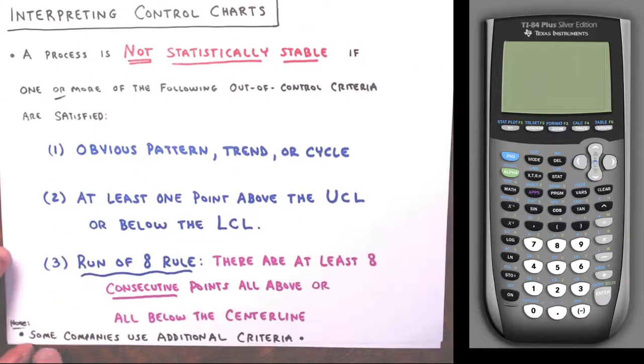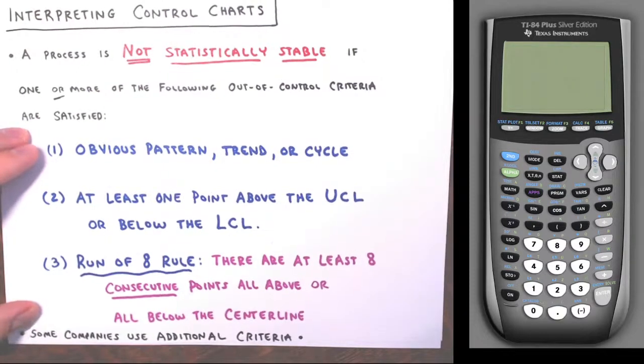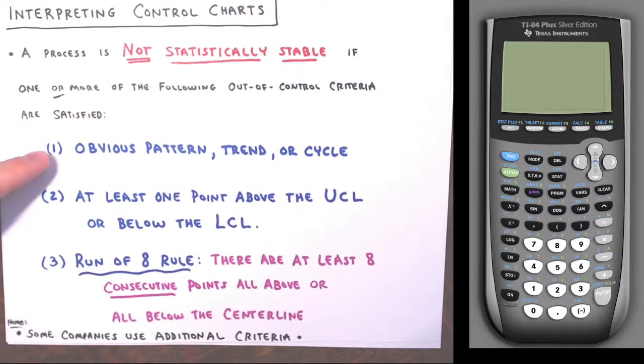Please note that these aren't the only conditions, and some companies use additional criteria. Some authors of other textbooks use additional criteria, but this sums up a lot of what you're looking out for. A lot of it is in number one here: this concept of, is there an obvious pattern, obvious trend, or obvious cycle? That could mean a lot of things, but you're just looking for things that wouldn't normally occur naturally.